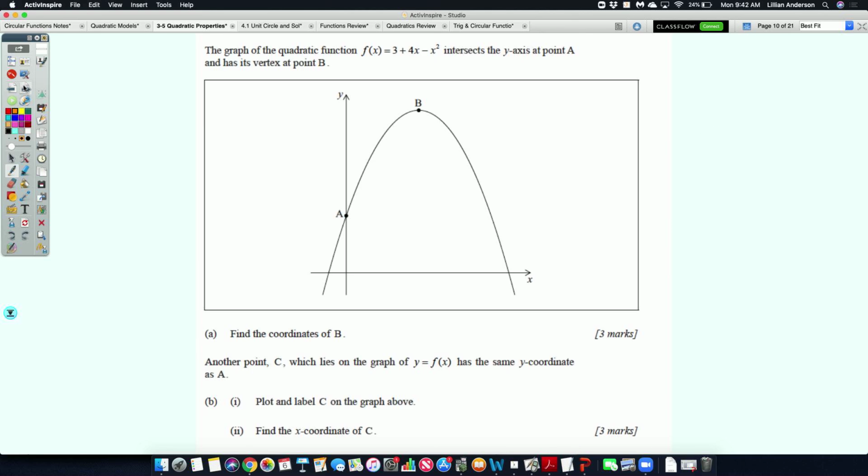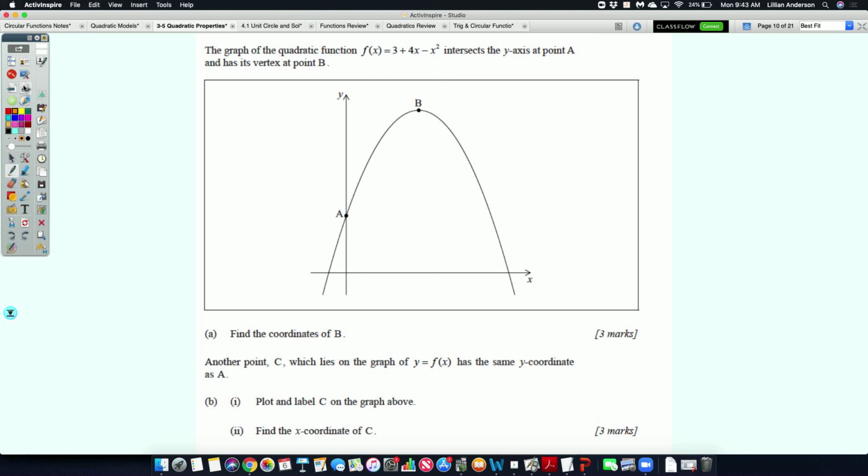Okay, let's take a look at the next one. Here's an IB one. You should recognize it's an IB problem, how it's set up. The graph of the quadratic 3 plus 4x minus x squared intersects the y-axis at point A and has a vertex at point B. Before we start looking at the questions, first off, what form is this in?